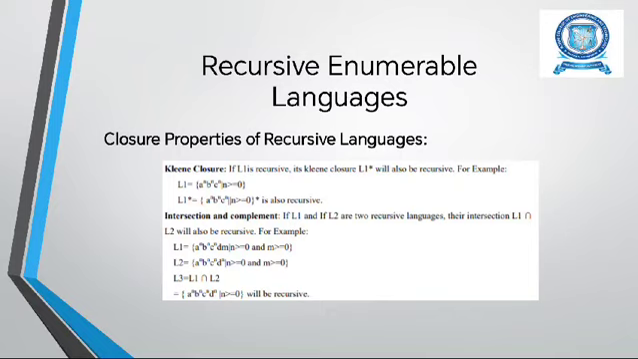Intersection and complement. If L1 and L2 are two recursive languages, their intersection L1 intersection L2 will also be recursive. For example, L1 is equal to a power n, b power n, c power n, d power m, where n is greater than or equal to 0 and m is greater than or equal to 0. L2 is equal to a power n, b power n, c power n, d power n, where n is greater than or equal to 0 as well as m is greater than or equal to 0. L3 is equal to L1 intersection L2, a power n, b power n, c power n, d power n, where n is greater than or equal to 0, will also be recursive. Thank you.